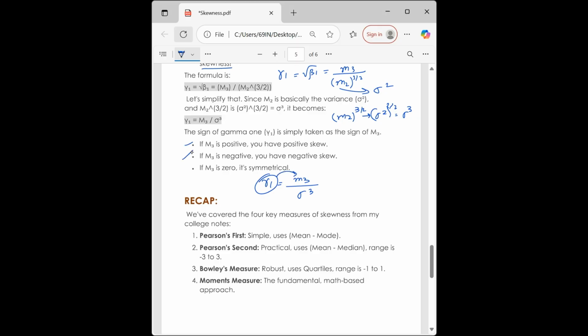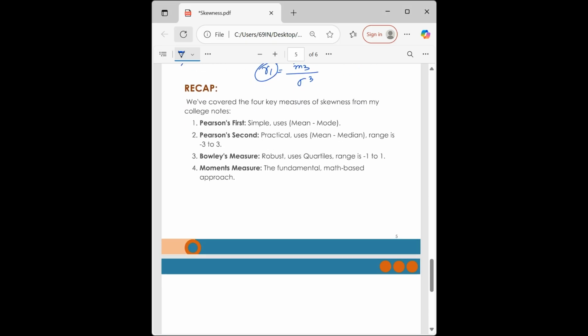So we can get 3 points here. If m3 is positive, you have positive skew. If m3 is negative, you have negative skew. If m3 is 0, it's symmetrical. This is the fundamental, behind the scenes way that stats packages often calculate skewness, okay? And that's it. We have covered the 4 key measures of skewness from my college notes.